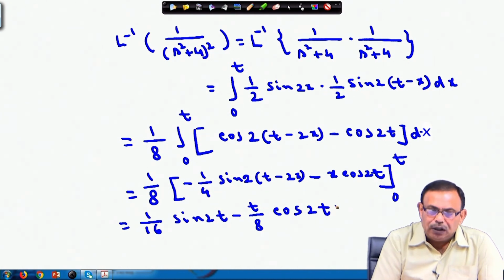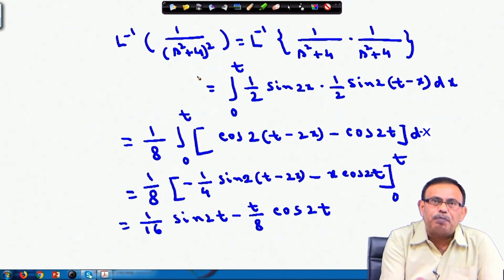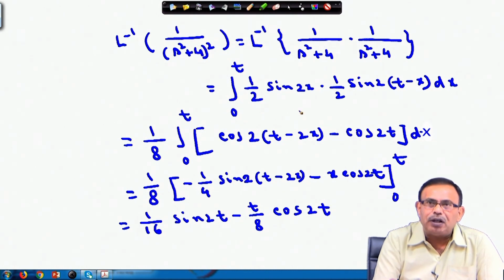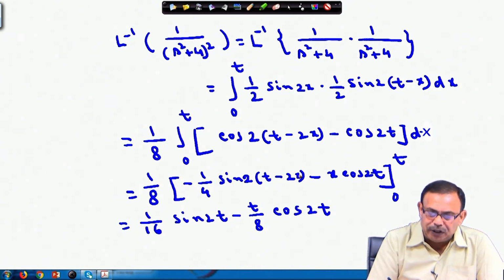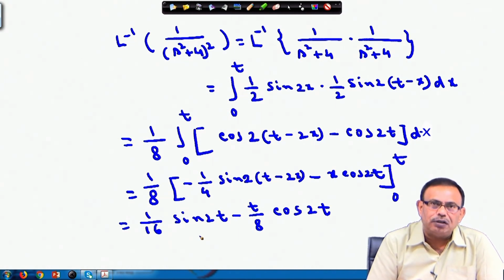So, ultimately the Laplace inverse of 1 by (s square plus 4) whole square, using the properties of convolution, I am evaluating like this, and again it is a simple form, and I am getting the value as 1 by 16 sin 2t minus t by 8 into cos 2t.